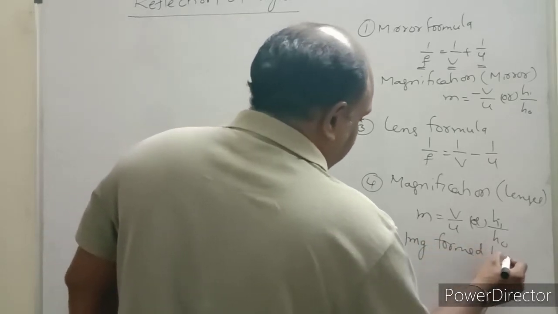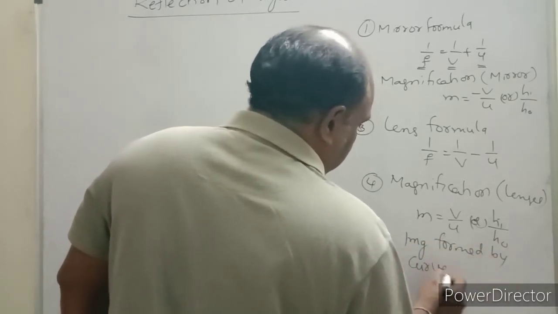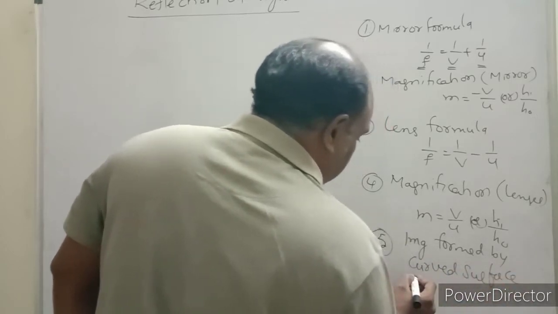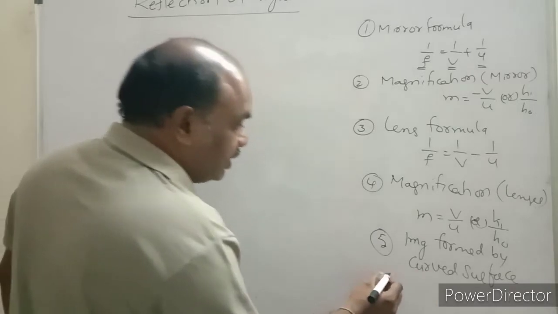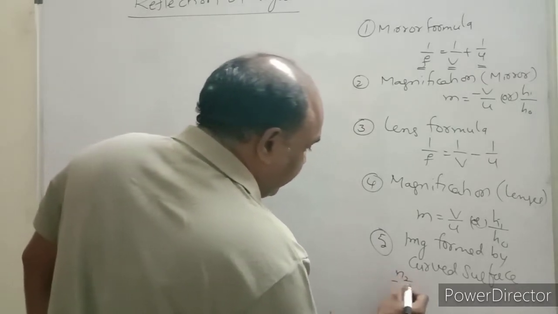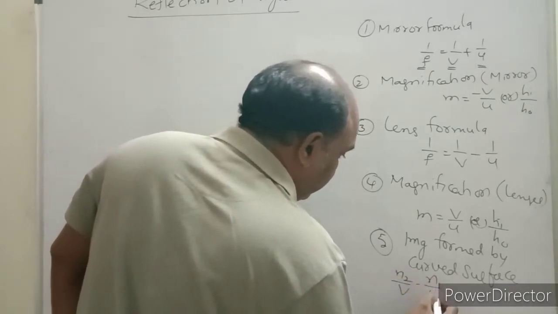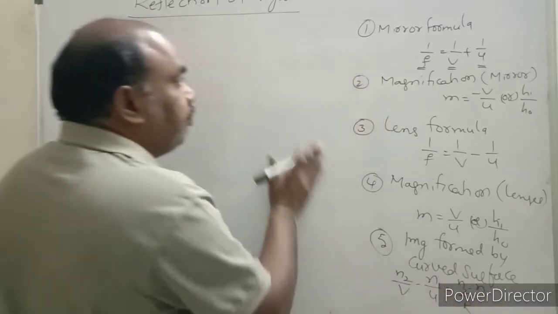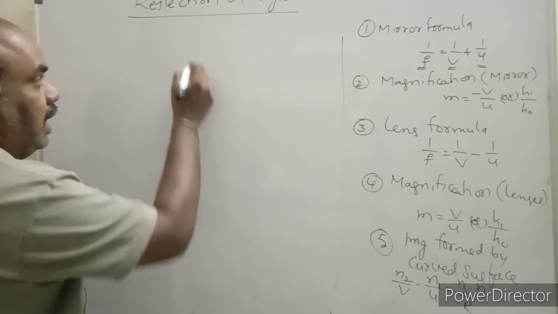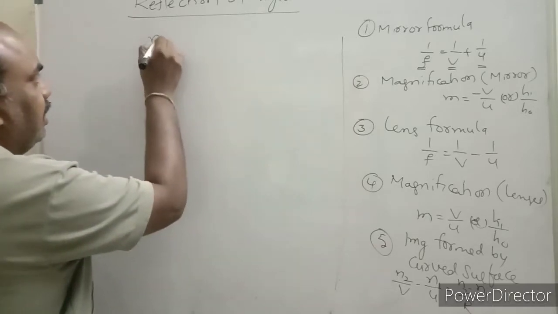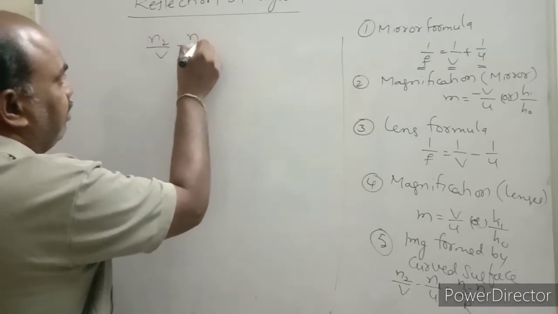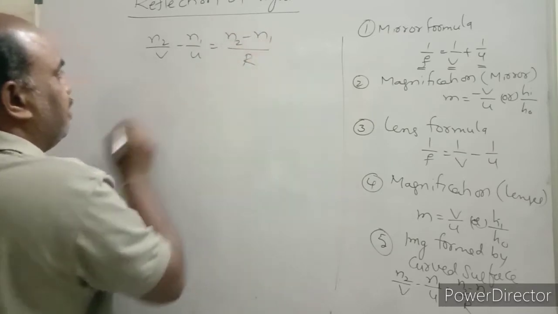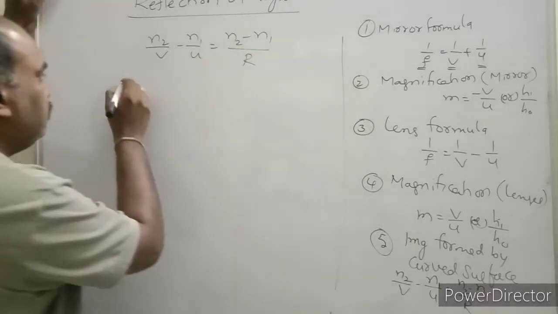Image formed by curved surface. What is image formed by curved surface? n2 by v minus n1 by u is equal to n2 minus n1 by r. Are you able to see? I will write the same formula again here. n2 by v minus n1 by u is equal to n2 minus n1 by r. This is image formed by curved surface.